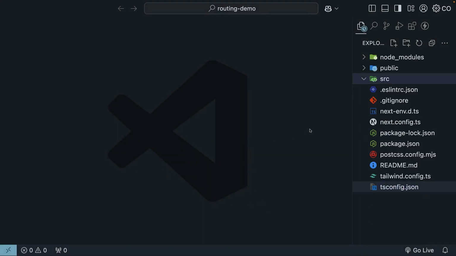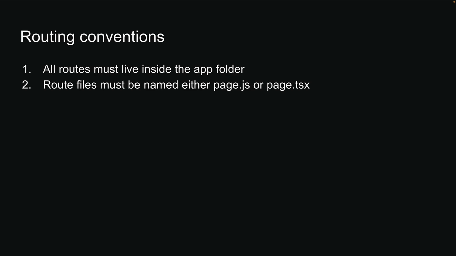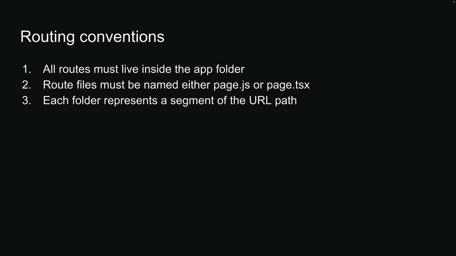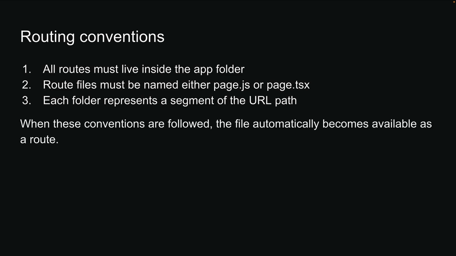I mentioned earlier that Next.js has a file-based routing mechanism. You might naturally wonder, does every file in our app folder become a route? Not quite. Next.js is built around conventions, and routing is one area where these conventions are particularly important. There are three main conventions to remember. First, all routes must live inside the app folder. Second, route files must be named either page.js or page.tsx, depending on whether you're using TypeScript. Third, each folder represents a segment of the URL path. When these conventions are followed, the file automatically becomes available as a route.